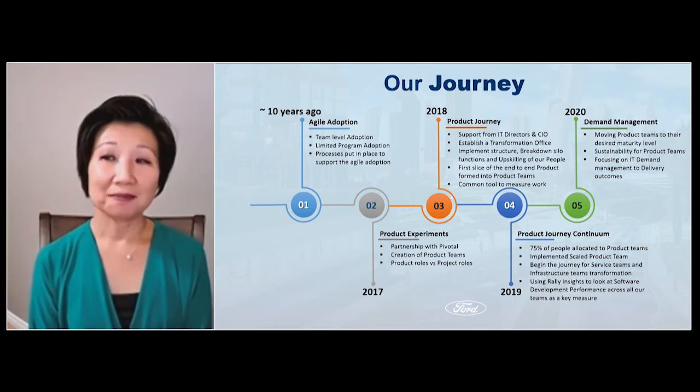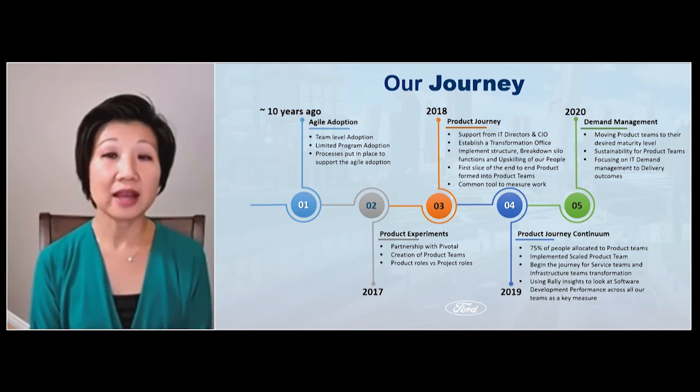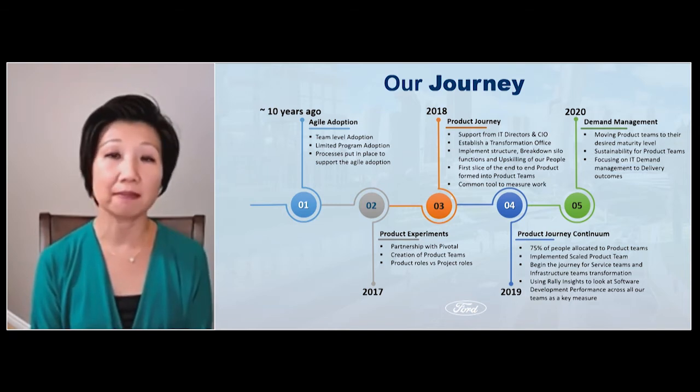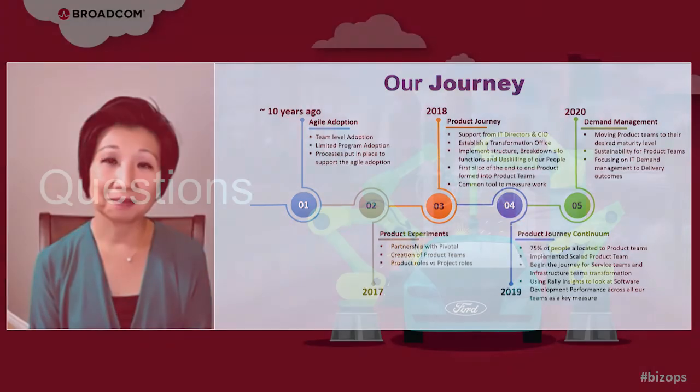So where are we today and what are we focusing on? We're continuing to move our product teams to their desired maturity level and thinking and planning what sustainability looks like for them. We're focusing on IT demand management to delivery outcomes. We're focusing on building those solutions for our customers' needs and creating products with end-to-end support. We're mapping those business initiatives into delivery outcomes so that both our business and our product teams understand and see it end to end. So that's our journey, and we're continuing to learn and iterate.